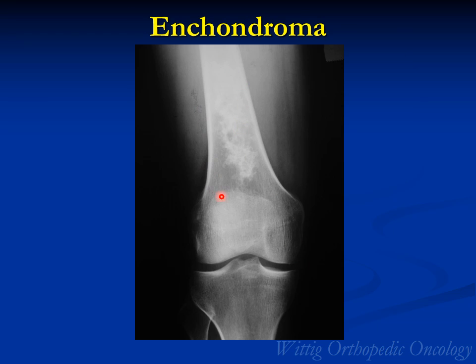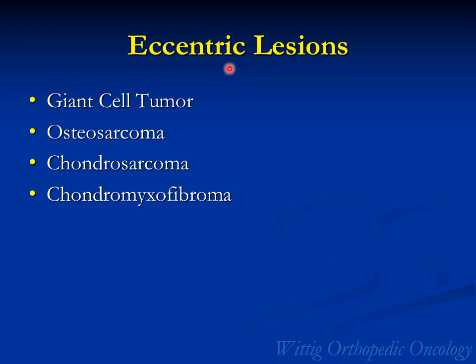This is an enchondroma located centrally in the bone. How do we know it's an enchondroma? You have calcifications in a ring and arc-like manner. These are lesions that occur eccentrically in the bone: giant cell tumor, osteosarcoma, chondrosarcoma, and chondromyxofibroma.